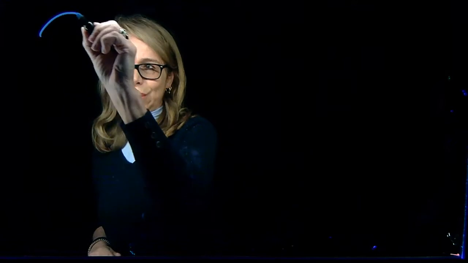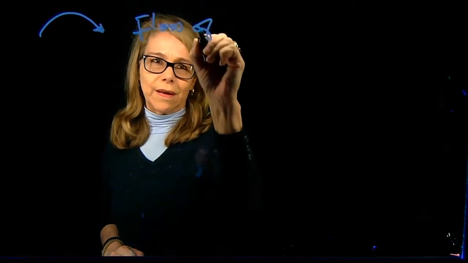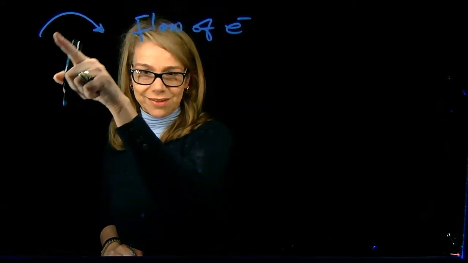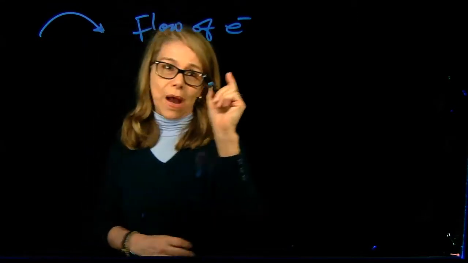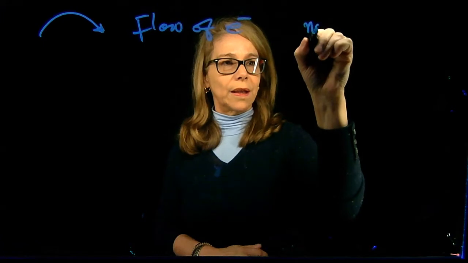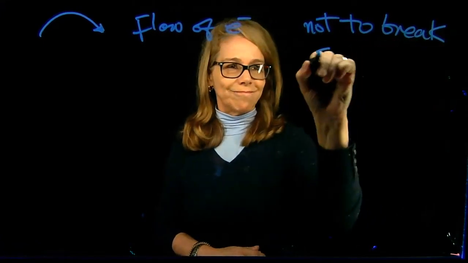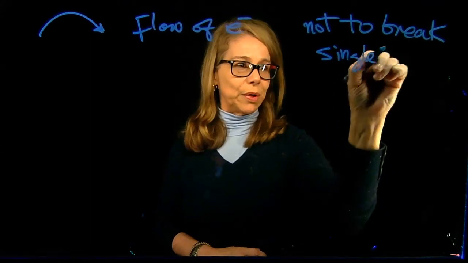We're going to continue studying resonance, and I want to remind you of a few rules when drawing resonance structures. Remember that we're going to draw arrows like that, and the arrows show the flow of electrons, from the source to where they're going to be. Then we remember not to break single bonds. That's one thing we need to remember.